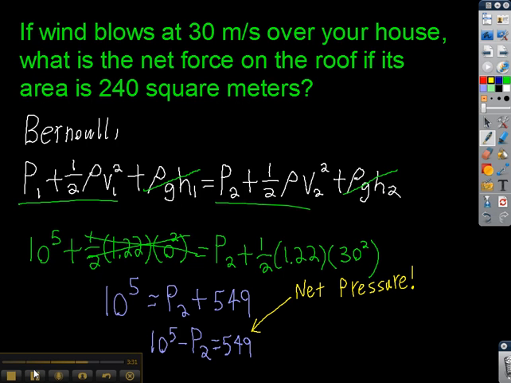All right, working through it a little bit more. We got 10 to the 5th equals the pressure on top of the roof, which I'll call P2, plus 549. That's what I got simplifying this term. And I'm just going to rearrange it a little bit to get the pressure under the roof, which is 10 to the 5th, minus the pressure over the roof, is equal to 549. And check it out. We've got the pressure on the bottom minus the pressure on the top, which means this number tells us the net pressure. It's the difference in pressure between the top and bottom, and that's what we're after.